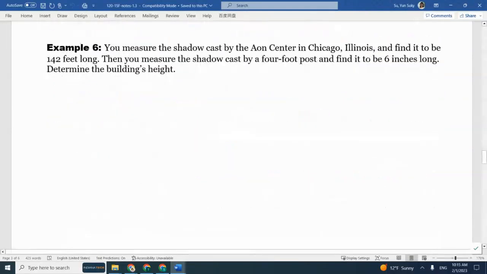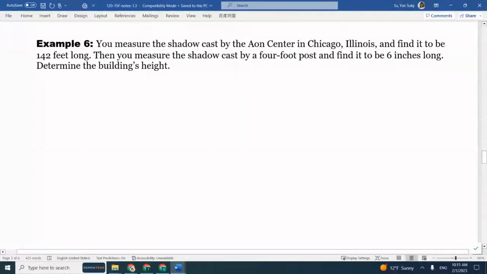Now let's keep going. Example 6. You measure the shadow cast by Elm Center in Chicago. Have you been to Chicago? Yes? Okay. Have you gone to the highest building in Chicago? The view. Okay, I happen to go. Yeah, maybe in the future we could do it.